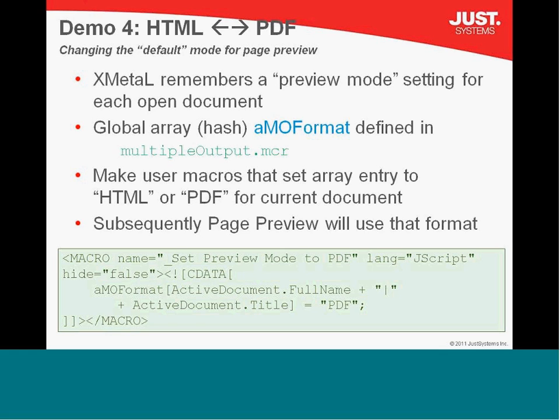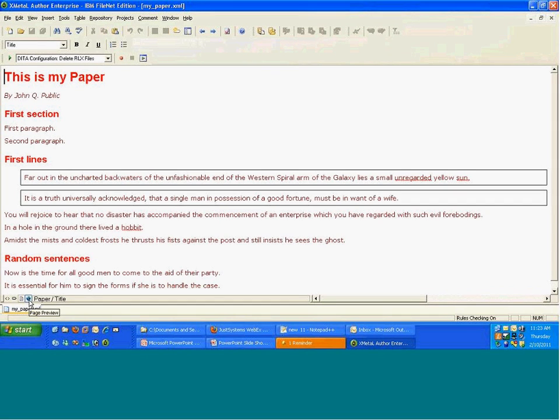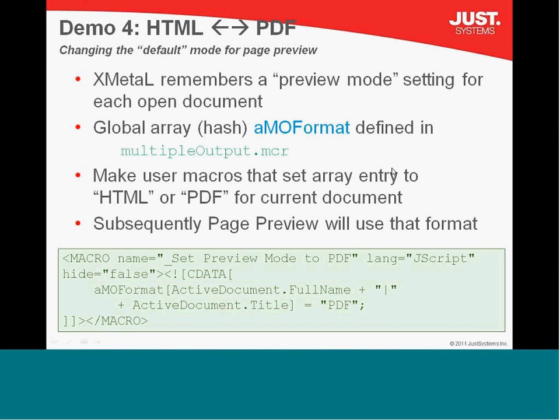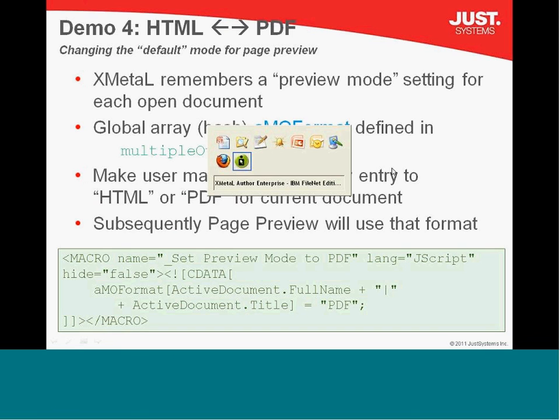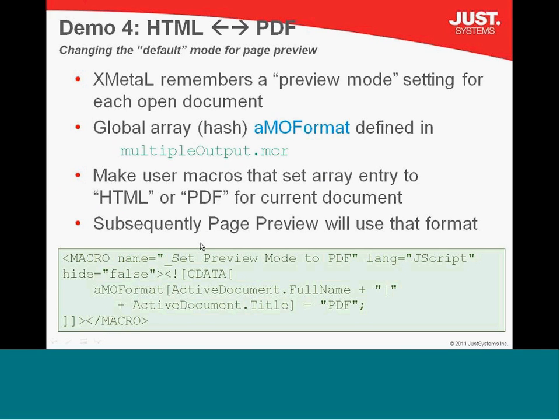With XMetaL, I'm running it so far. If I just click on this page preview button right here, this is always going to take me to HTML, even though I've been doing some PDF output here. Oh, you know what? I've got it set to PDF already in my code. Okay, so right now, never mind. It's because of the other program I wrote. Anyway, by default, XMetaL is hardwired to favor the HTML output as its default output type.